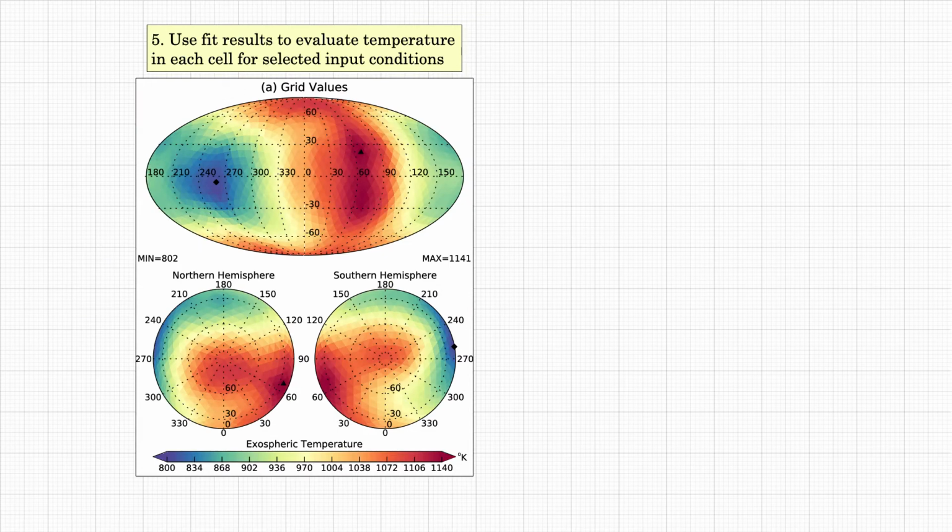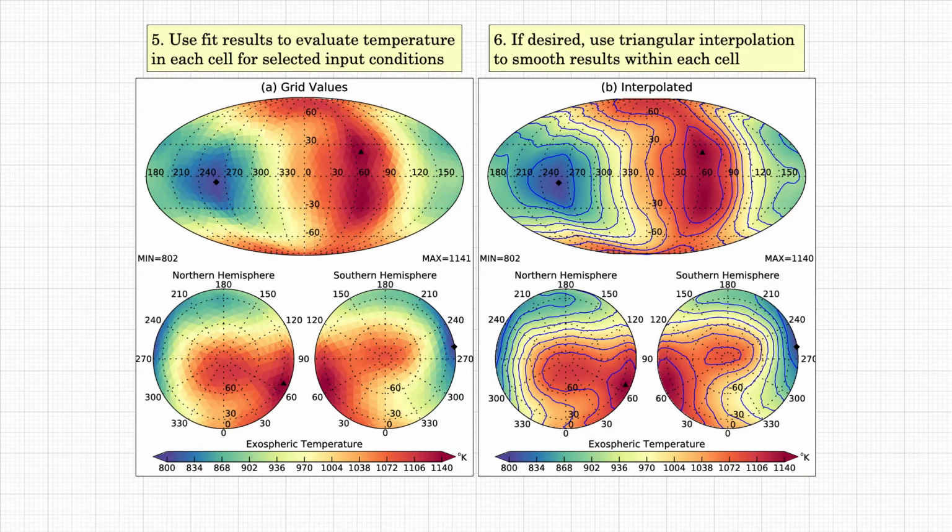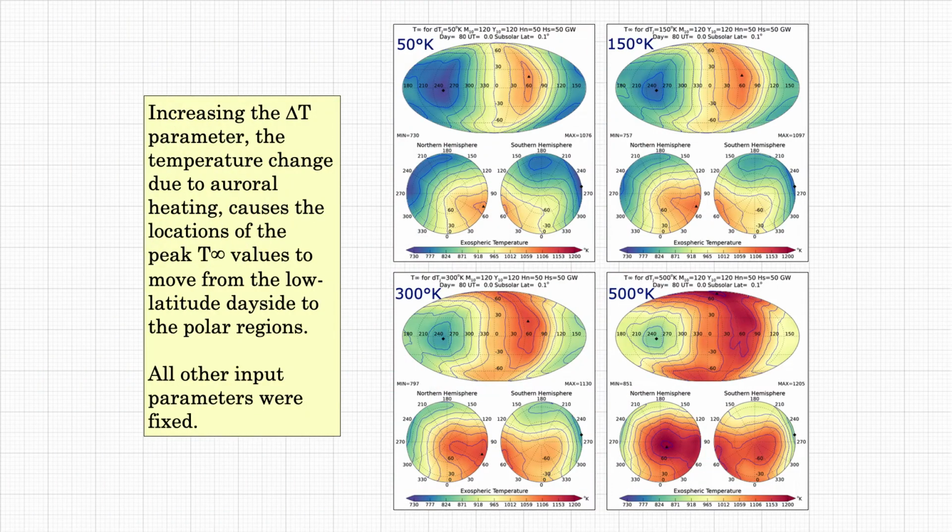The next step is to use the fit results to evaluate the temperature in each grid cell for selected input conditions. If desired, triangular interpolation can be used to smooth the results within each cell. These four examples show the effects of increasing the delta T parameter. This is the temperature change due to overall heating that causes the locations of the peak exospheric temperature values to move from the low latitude dayside to the polar regions.